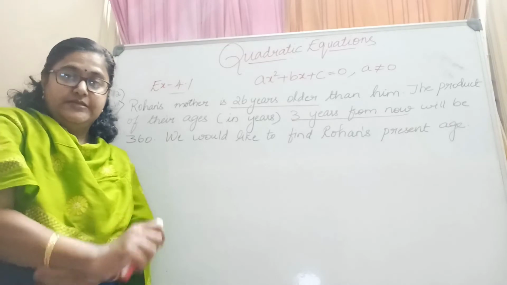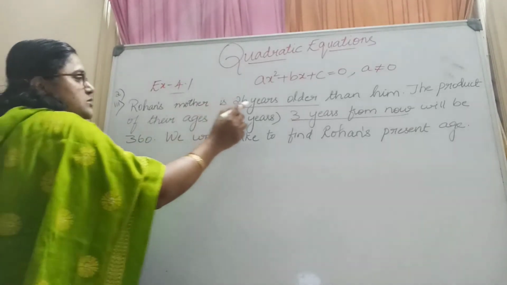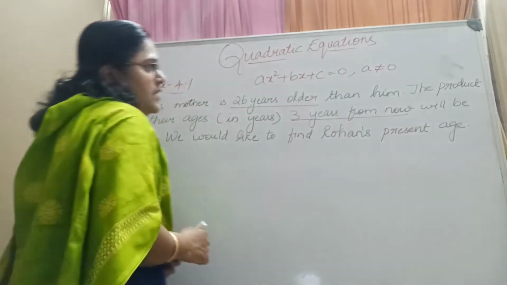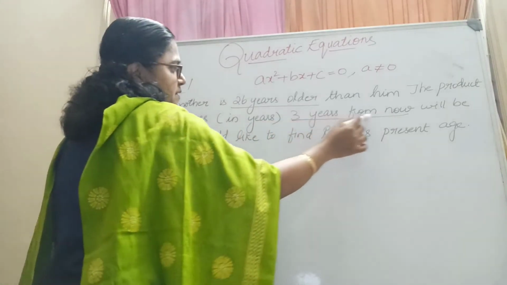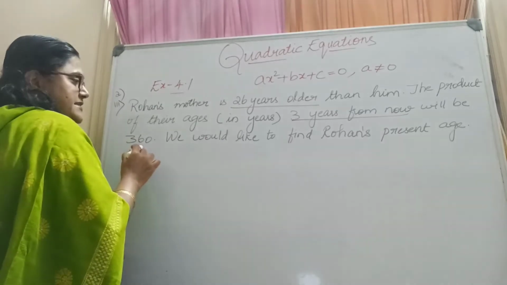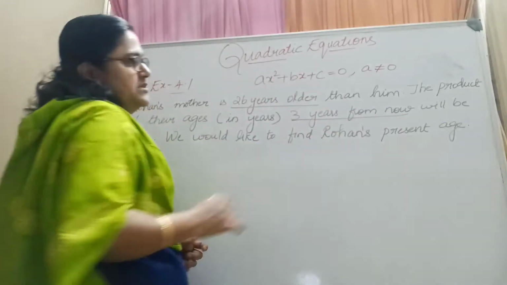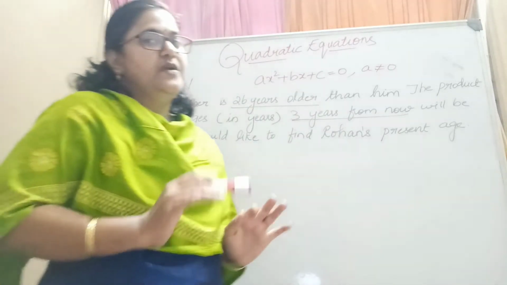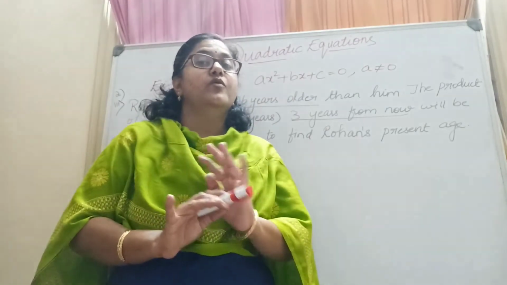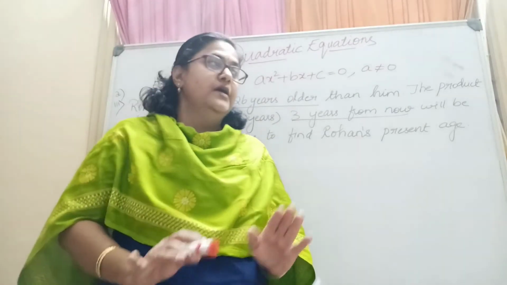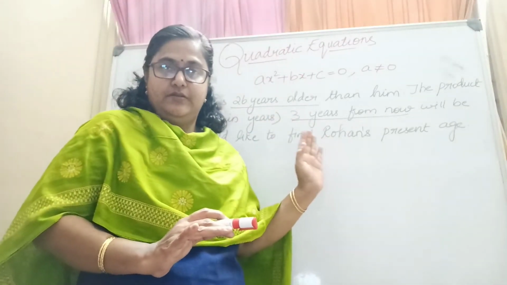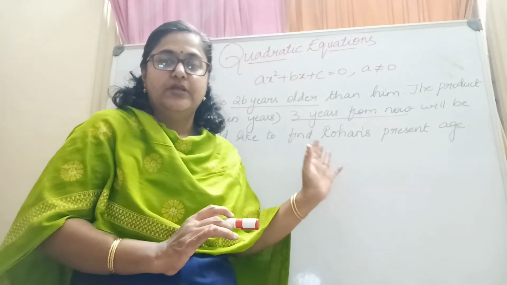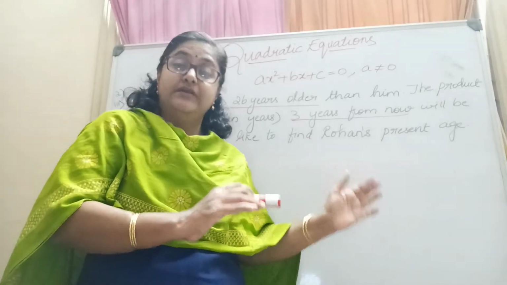Moving on to the next question. Rohan's mother is 26 years older than him. The product of their ages in years, 3 years from now will be 360. We would like to find Rohan's present age. So here also we are going to form only the equation. We are not going to solve the equation. Now they have compared Rohan's age and his mother's age. Some information is given in comparison with Rohan's age and mother's age.